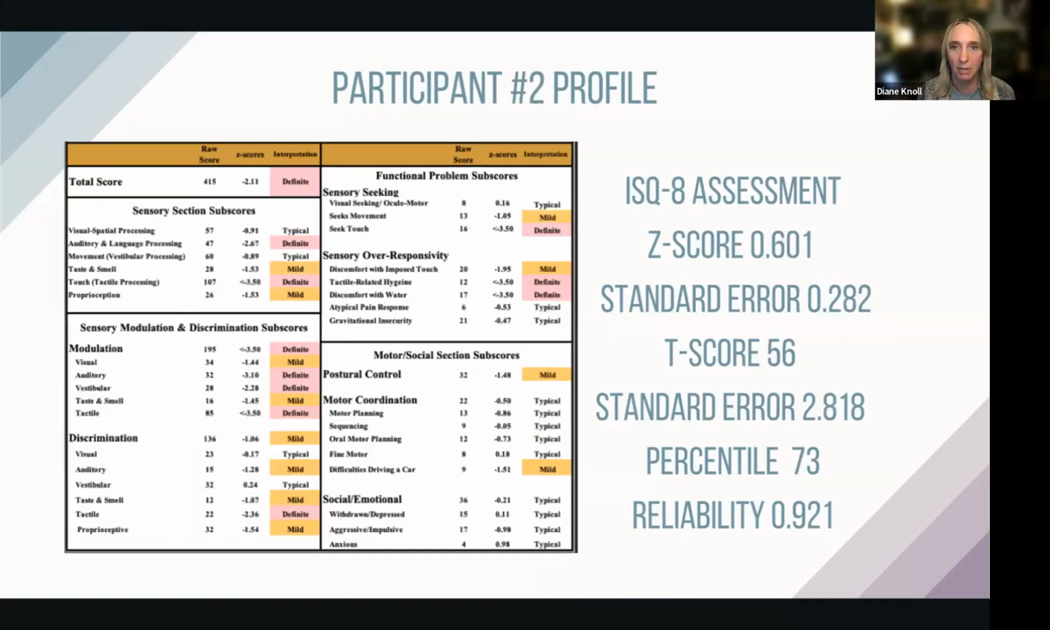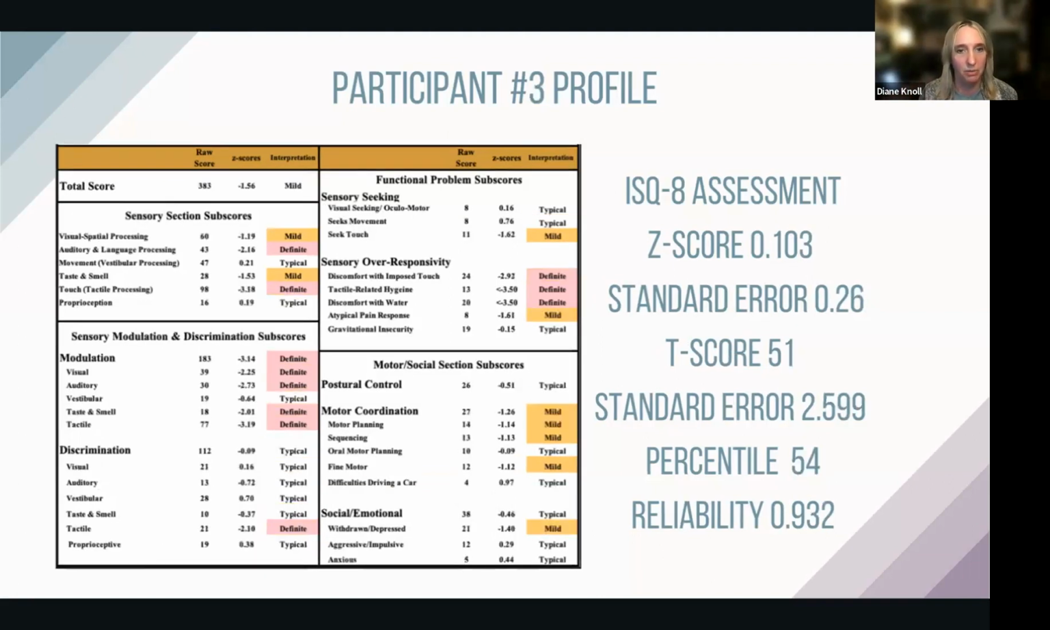And then my second participant was the one that made it up to 2 weeks with me. She again had some modulation differences as well as discrimination. Interoceptively, as far as homeostatic feelings, which is really what the ISQ measures, she didn't have a lot going on. And then my third participant, who made it through week 6, definitely had some modulation issues, some mild motor coordination issues, and she was right in the middle at the 54th percentile. She had some things, but nothing very significant.